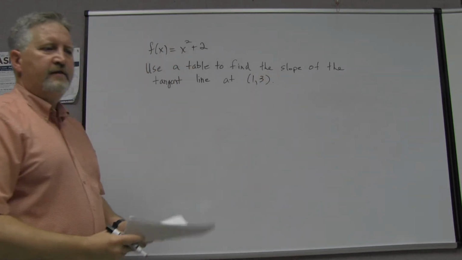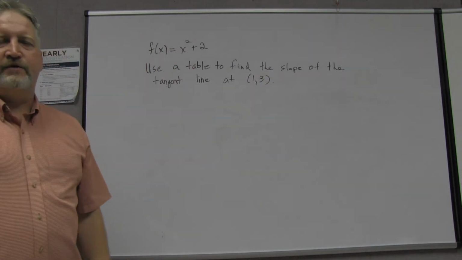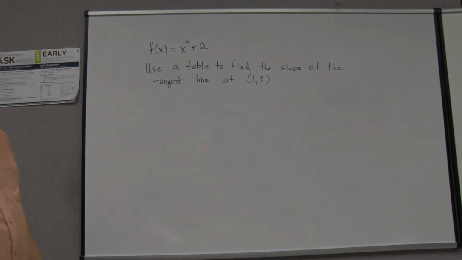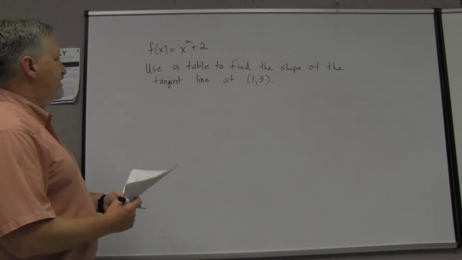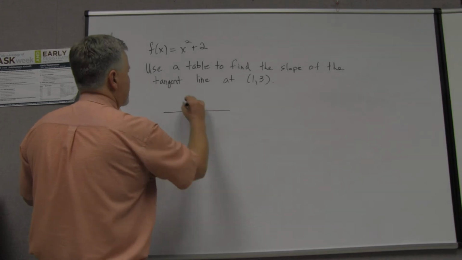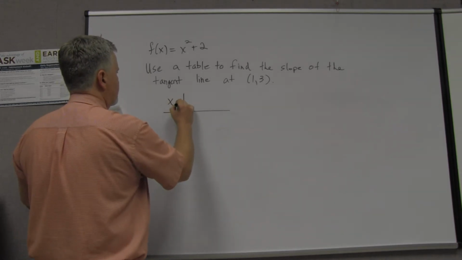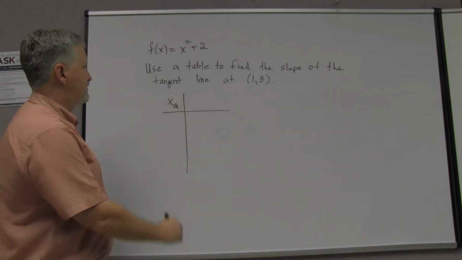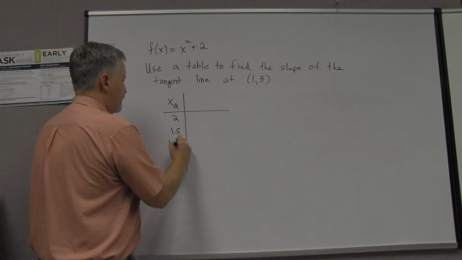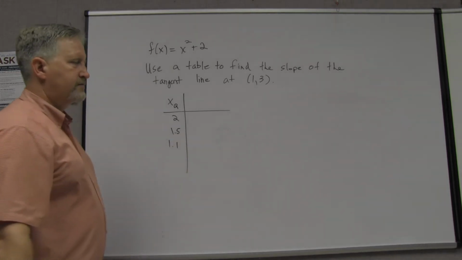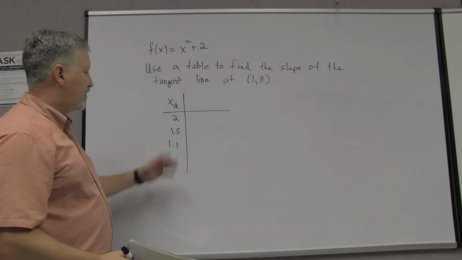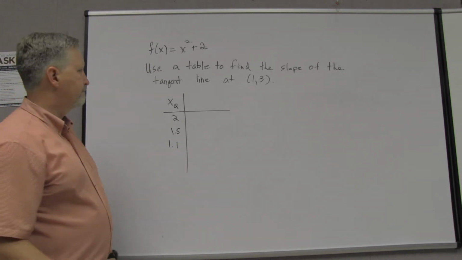Hopefully that gives you an idea of what we're doing here, and this shows you what you'll need to put down for me here. Okay, use a table to find the slope of the tangent line at 1, 3. So we already established that I want to look at those x values, and I already did 2 and 1.5 and 1.1, but to be certain, using a table anyway, we probably need to look at some more things, okay?